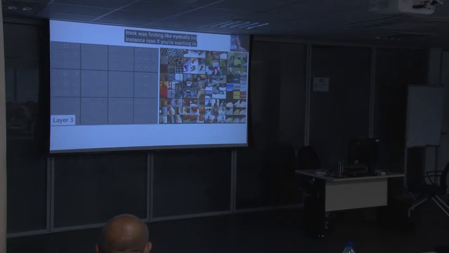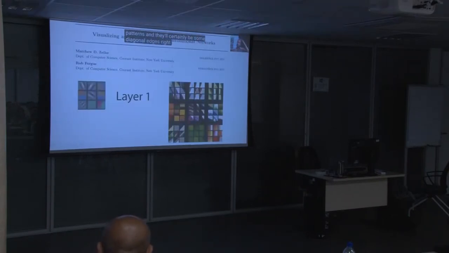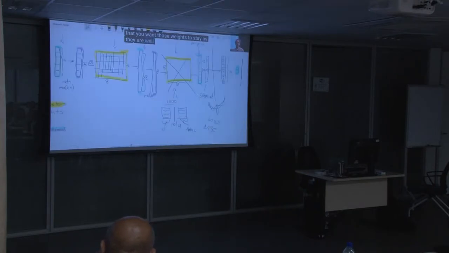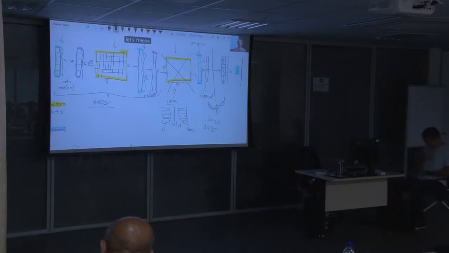Now, if you're wanting to transfer learn to something for histopathology slides, there's probably going to be no eyeballs in that, right? So the later layers are no good for you, but there'll certainly be some repeating patterns, and there'll certainly be some diagonal edges, right? So the earlier you go in the model, the more likely it is that you want those weights to stay as they are. Well, to start with, we definitely need to train these new weights because they're random. So let's not bother training any of the other weights at all to start with. So what we do is we basically say, let's freeze all of those other layers.